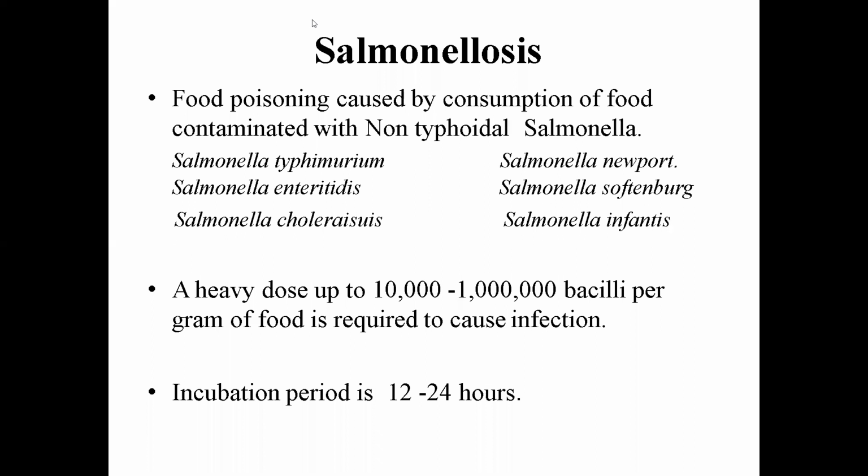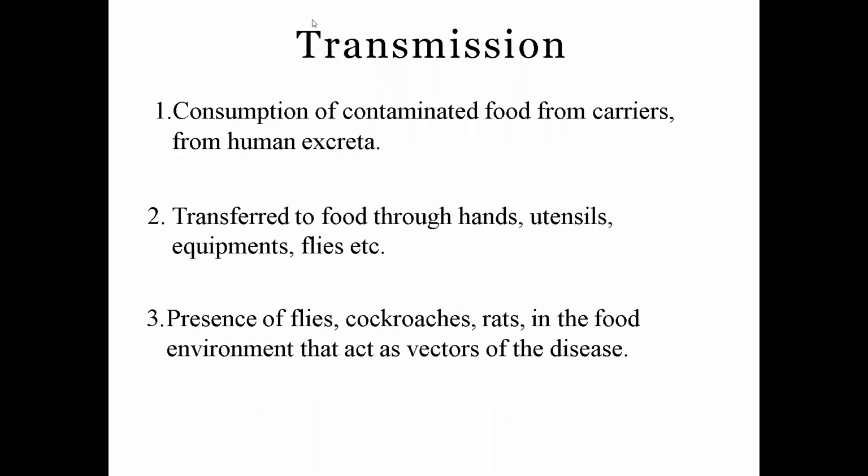Even with a low dose entering the GI tract, the pH there is acidic in nature, so if the quantity of these organisms is very low, they can be killed by the acidic nature of the GIT itself. But when a heavy dose is present, some may survive in the GI tract, enter the intestine and cause infection. The incubation period is 12 to 24 hours.